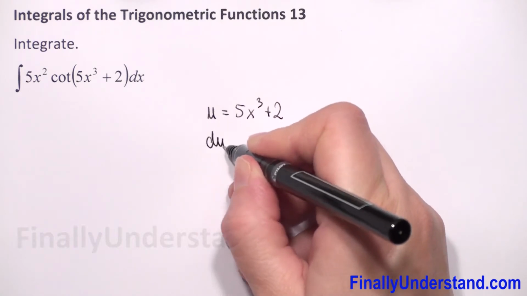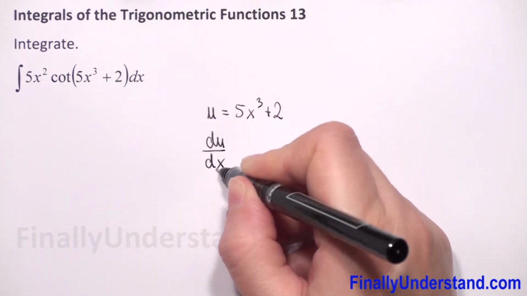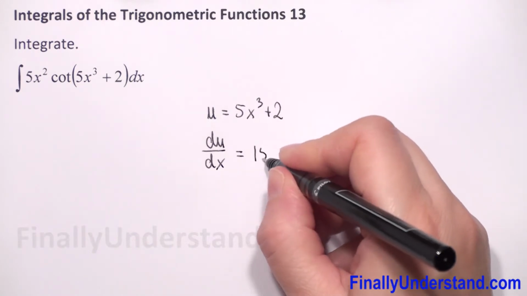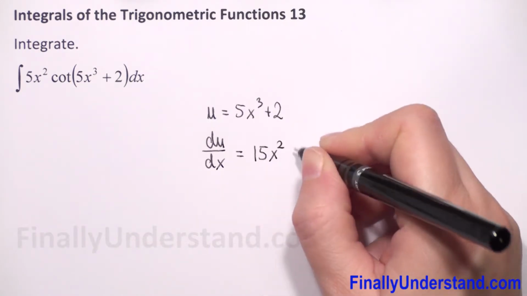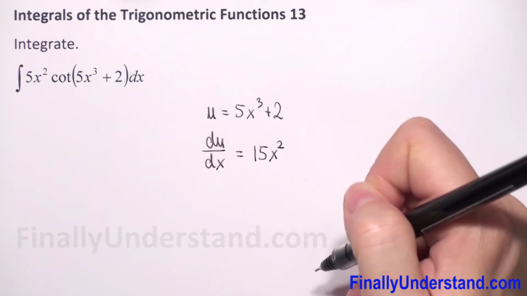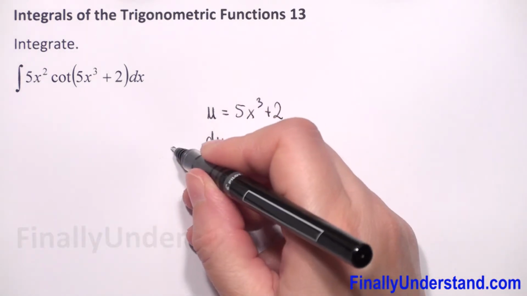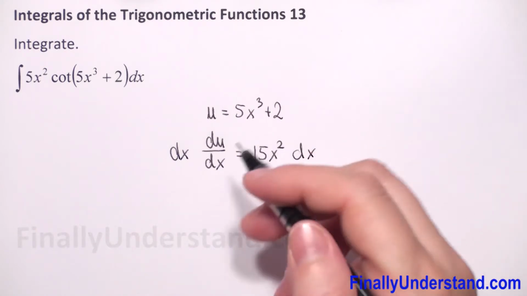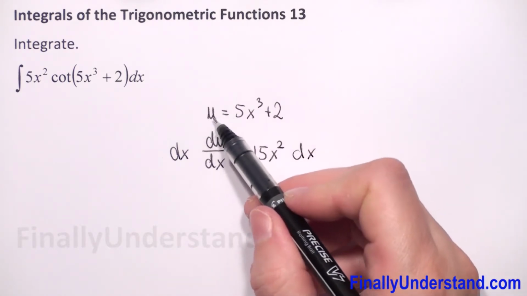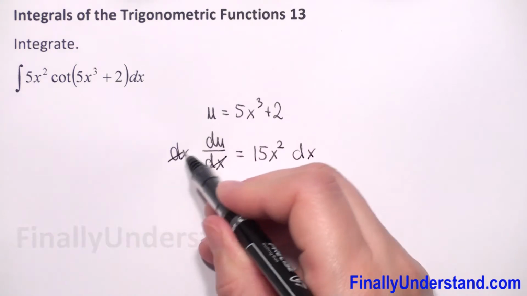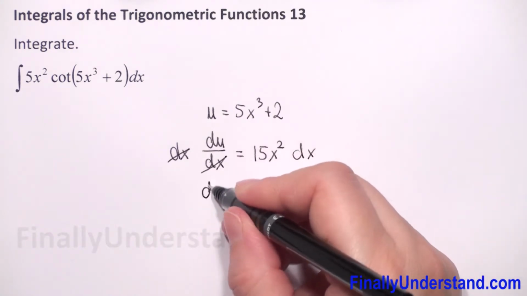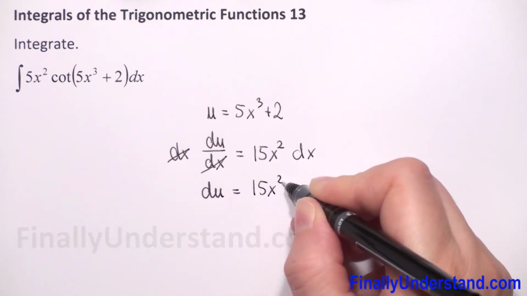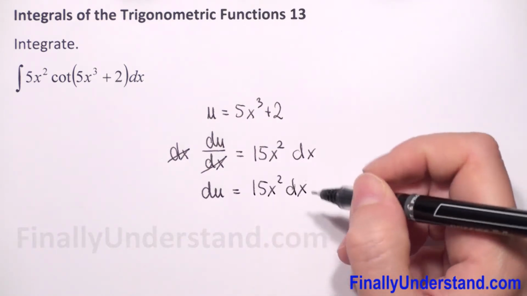We have du/dx is equal to the derivative of 5x cubed, which is 15x squared, and the derivative of a constant is 0, we don't have to write it. Next, we have to multiply both sides by dx because we need to find du, since we do u substitution. dx and dx we can reduce, and we have du is equal to 15x squared dx.